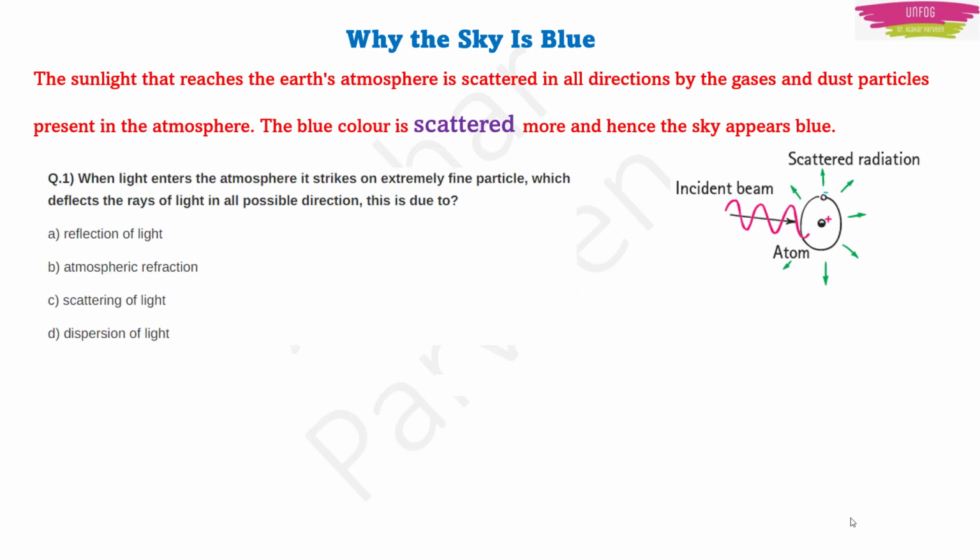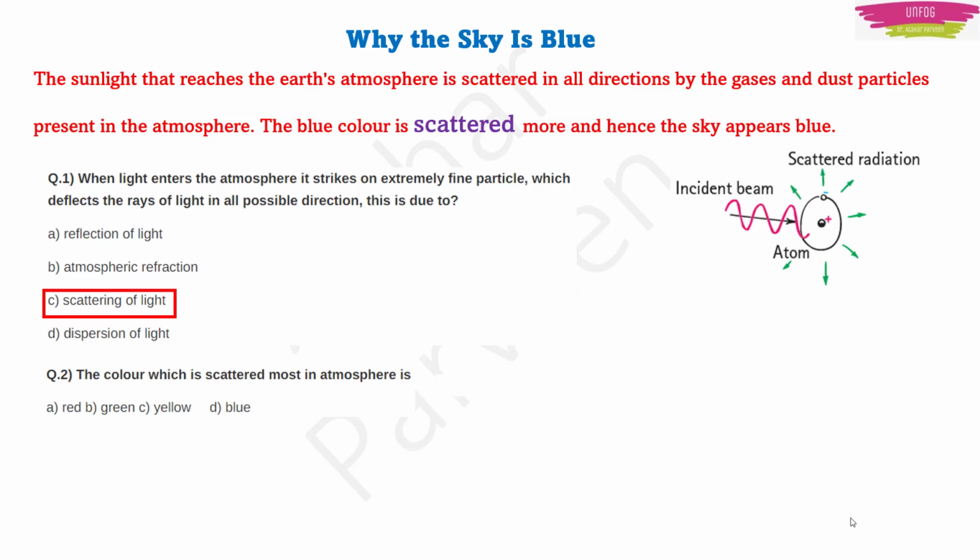See, for example, if you have a question like this: when light enters the atmosphere, it strikes extremely fine particles which deflect the rays of light in all possible directions. This is due to, yes, scattering of light. The color which is scattered most in the atmosphere is, yes, blue. If violet was in the options, you would have ticked violet. But usually they don't consider violet. Everyone considers blue as the color with the least wavelength or the highest frequency.